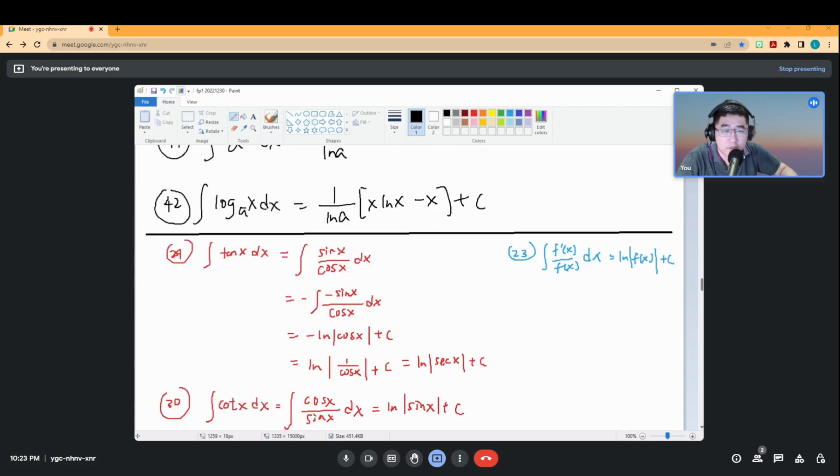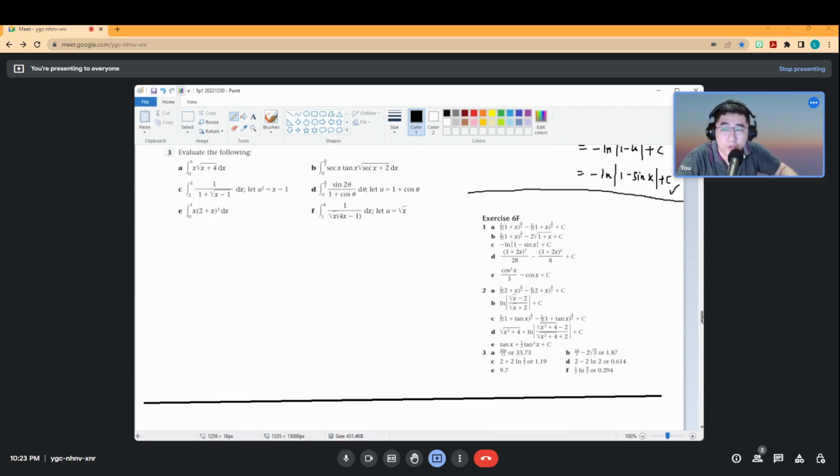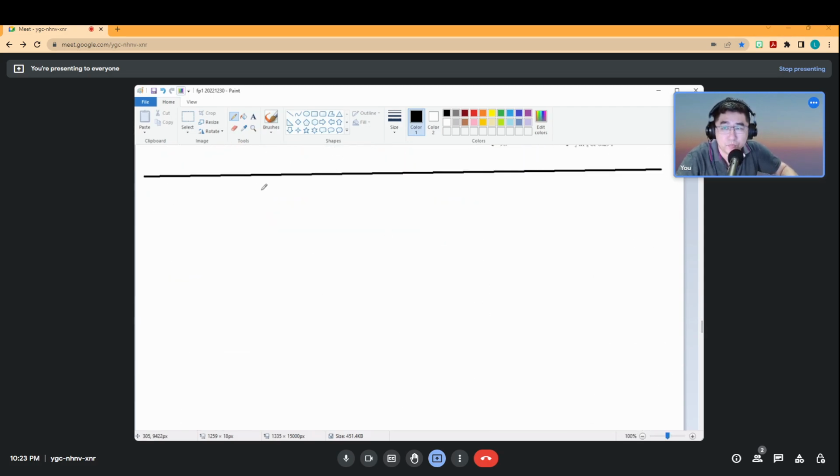So what exactly is by parts here? That will be rule number 34, by parts. What actually happens is your integration has two parts. One is u, one is v prime. This u and v prime can be in any form: inverse trigo, trigo, log, exponential, polynomial. It can be any form.